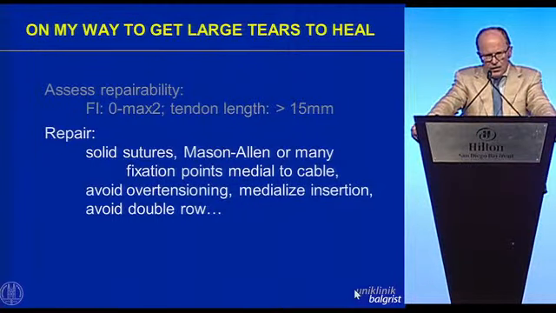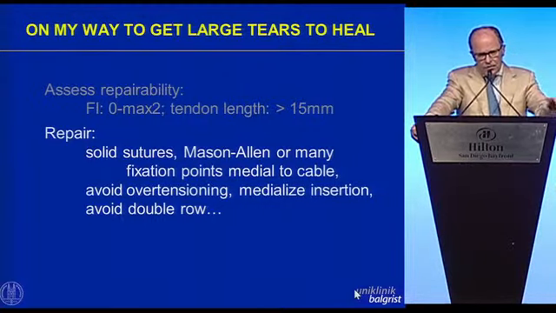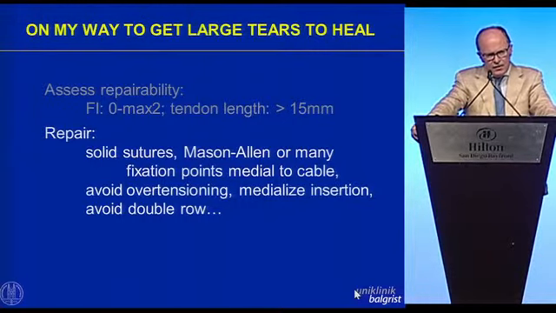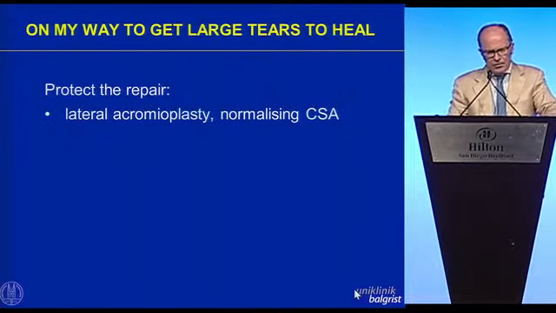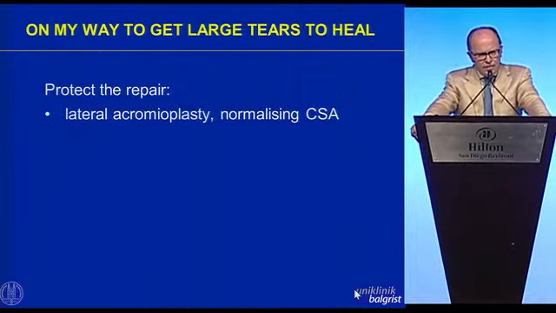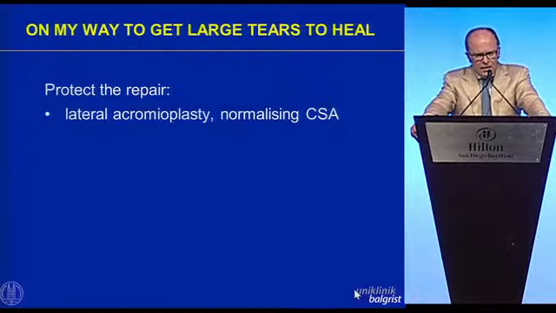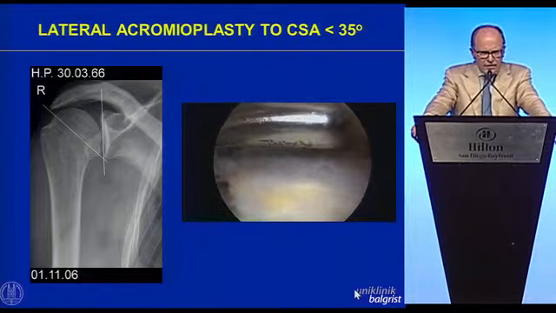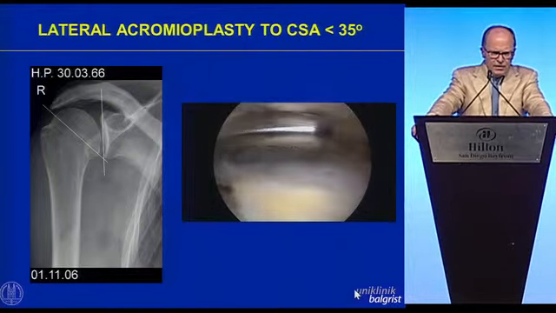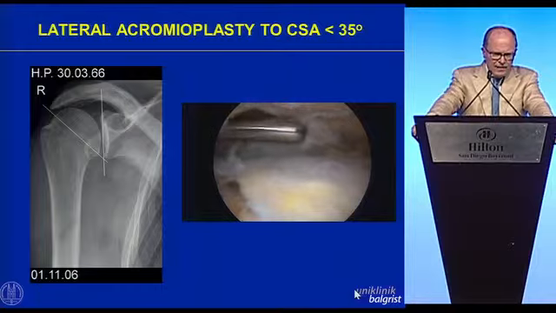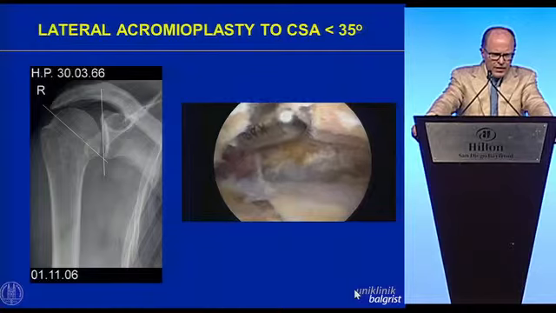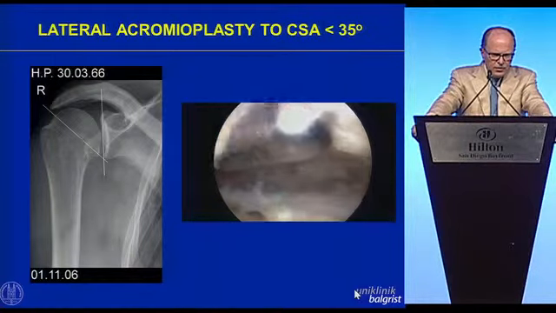Absolutely avoid overtensioning. It is certainly better to medialize the insertion of the rotator cuff tendon, and therefore, for massive large tears, I think double rows should be avoided because they require too much tissue. Protect the repair. I do lateral acromioplasty, normalizing the CSA, and you see that here on the right-hand side. Typical rotator cuff repair, you have your lateral acromion in the video there, and you just burr away the lateral border of the acromion.